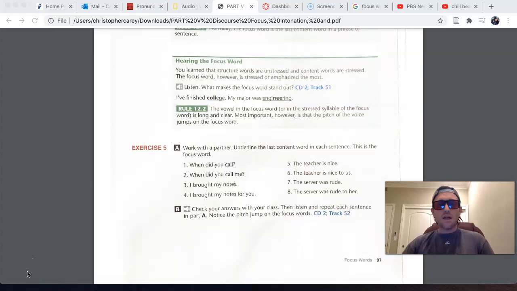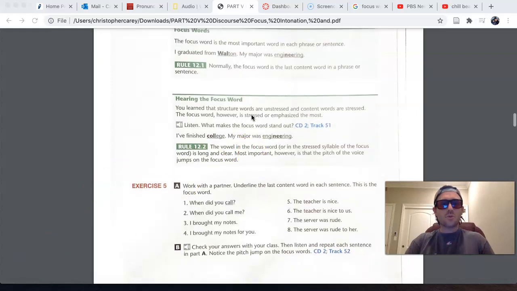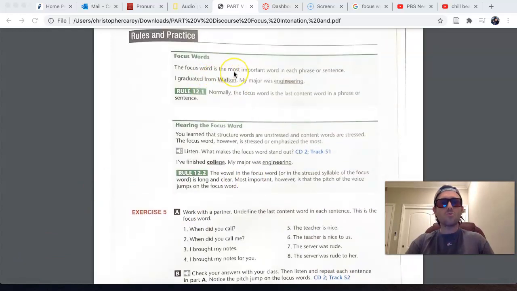Hello, everyone, and welcome back to Chapter 12, focusing on focus words. We're going to focus here on hearing the focus word. Again, the focus word is the most important word in each phrase or sentence. A focus word is a type of content word that is the most important content word, if you will, in a phrase or sentence.